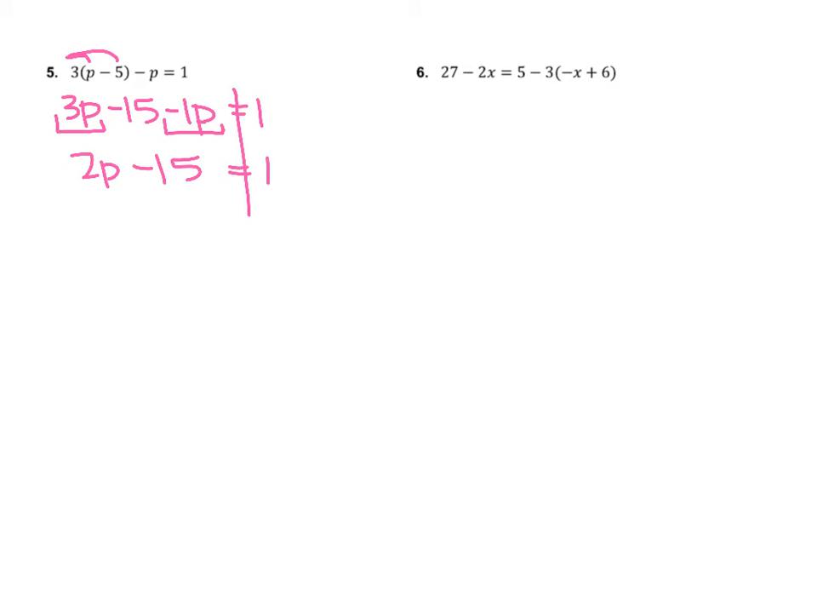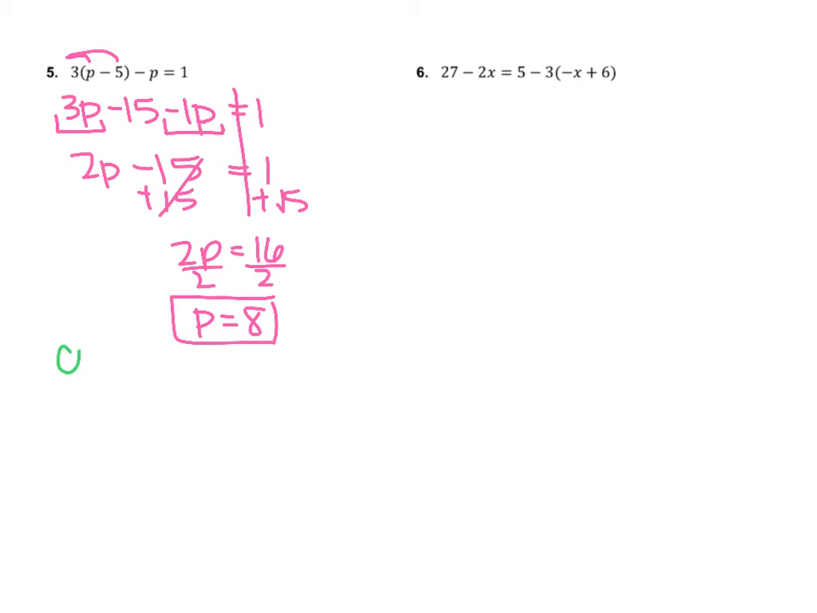And now it's just a basic equation to get p by itself. I can add 15 to both sides. 2p is 16. And when I divide by 2, I get that p is 8. If we check our work, right, if I put 8 back in, I want to make sure that the sides are actually equal. 3 times 8 minus 5 minus 8 is supposed to equal 1. Right? Well, the right-hand side already is done. It's just 1. I want to make sure the left-hand side is 1 also.